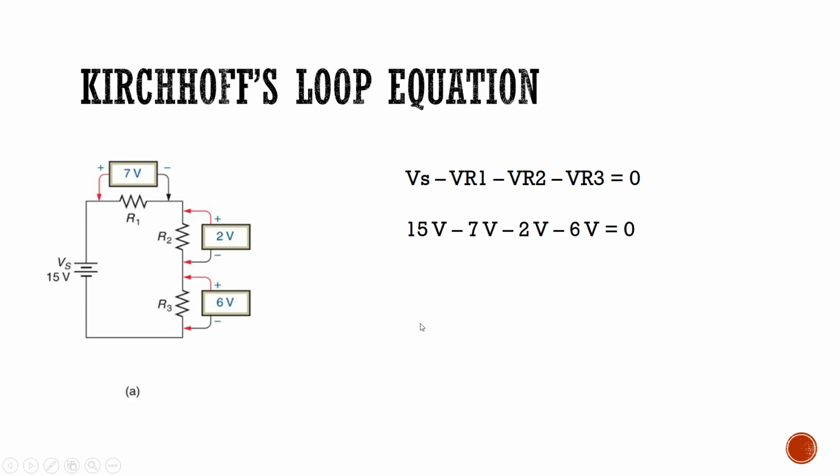Kirchhoff's loop equation: here all the voltages, pluses and minuses, should equal 0. Doesn't matter which way you look at it, if they're pluses or minuses. I start with Vs as the plus and then subtract out the losses across the resistors. So we have 15 minus 7 minus 2 volts minus 6 volts, and that's all equal to 0.